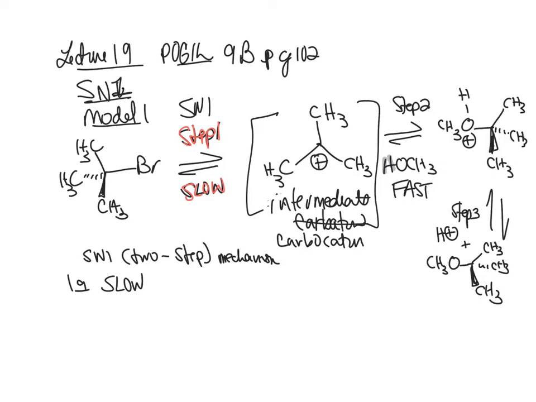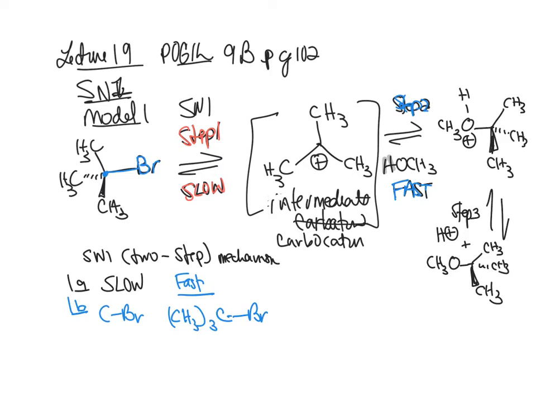Step 2 occurs fast. 1B. What bond is broken in step 1? You see that the carbon-bromine bond is broken. So you could write CH3, Br. Okay, so that is the bond that's broken.